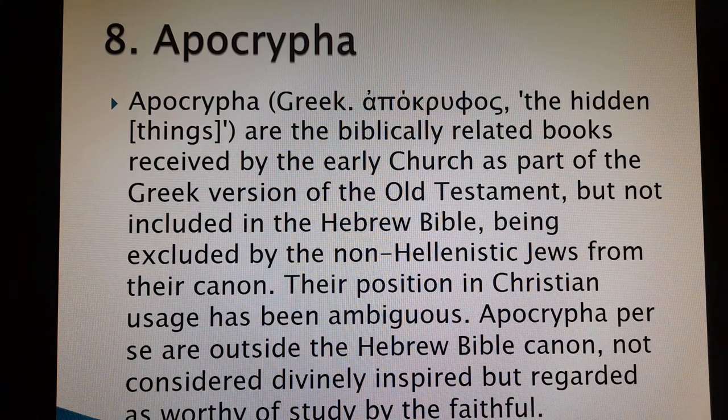Now let's think about the term Apocrypha. Apocrypha, from the Greek word apokrypos, the hidden things, are the biblically related books received by the early church as part of the Greek version of the Old Testament, but not included in the Hebrew Bible, being excluded by the non-Hellenistic Jews from their canon. So Apocrypha is not canonical.